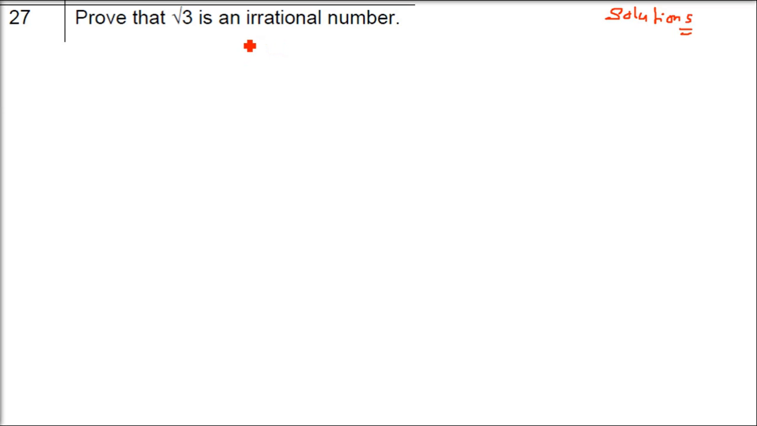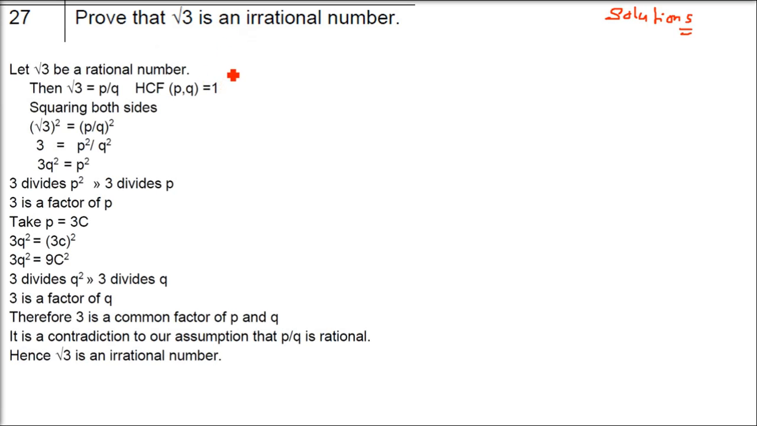So we have to prove that root 3 is an irrational number. These types of questions are not solved directly. We have to assume that it is a rational number. Then we'll contradict ourselves, and then we'll say, oh, we were wrong, root 3 is indeed an irrational number. So we always start with the assumption that root 3 is a rational number, and then prove it to be irrational by contradicting ourselves.